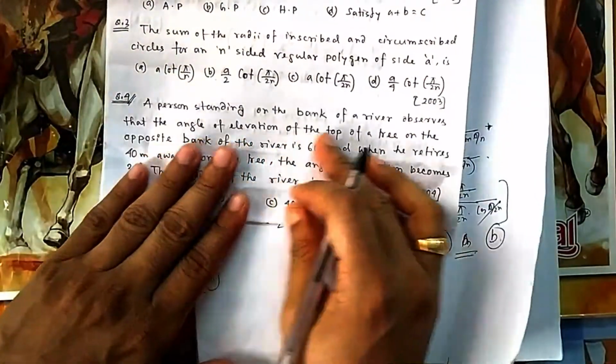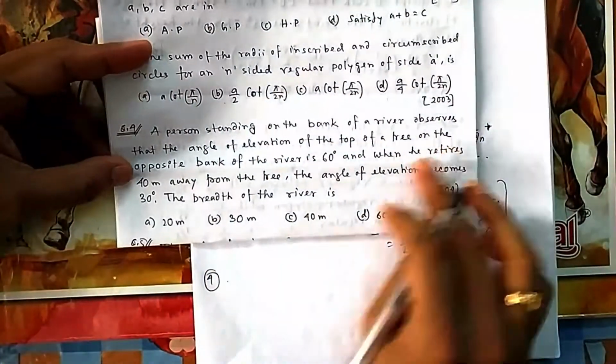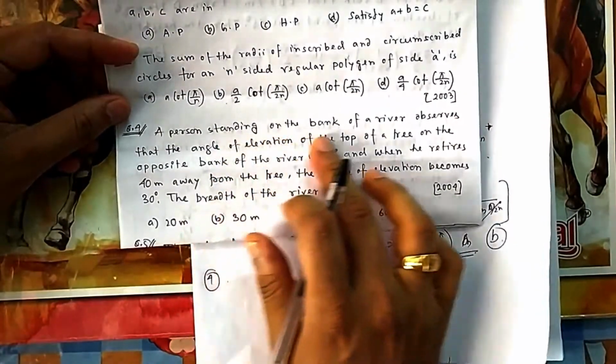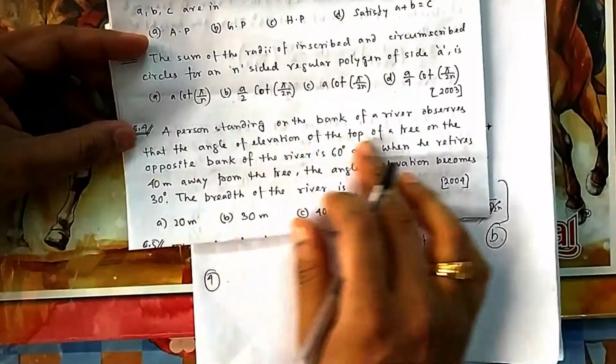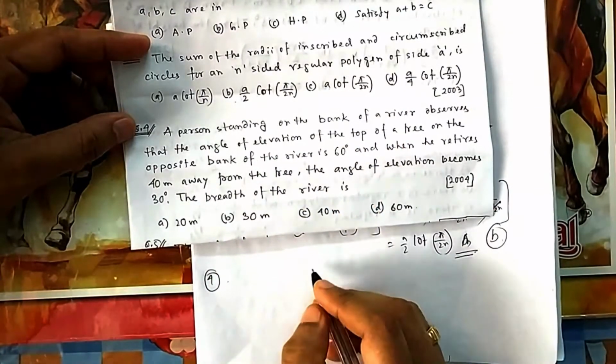So this is height and distance. Height and distance are common in JEE main. Questions may come from height and distance. The person standing on the bank of a river observes the angle of elevation of the top of a tree on the opposite bank of the river.